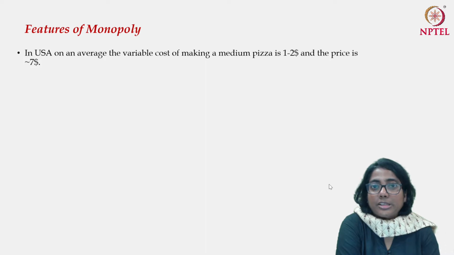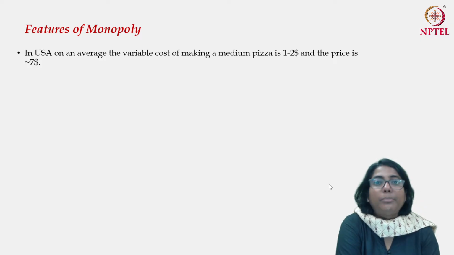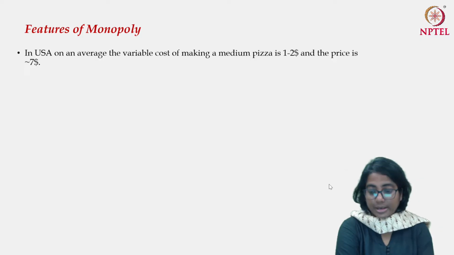So that was the characteristic of the perfectly competitive market. Here you see the price charged by the monopolist is actually higher than the marginal cost. So this is the first point of departure from the perfectly competitive market outcome. However, in future we will see that this does not mean that the monopolist is not actually maximizing profit.